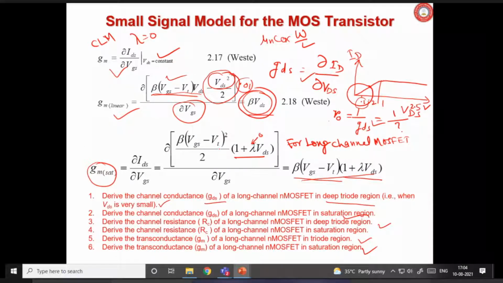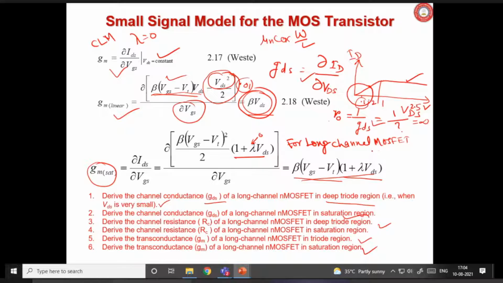So the current equation is... In a long channel MOSFET, CLM is 0, which means that VDS does not influence ID at all. That's why the curve is parallel to the x-axis. Even if we increase VDS, ID won't increase. Therefore, GDS is 0. If GDS is 0, what is the value of RO? That was my question.